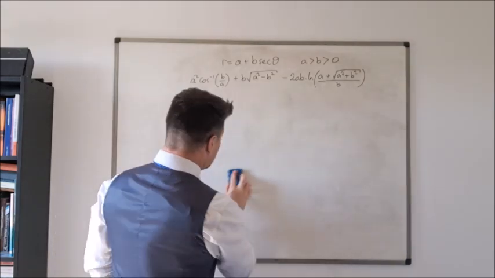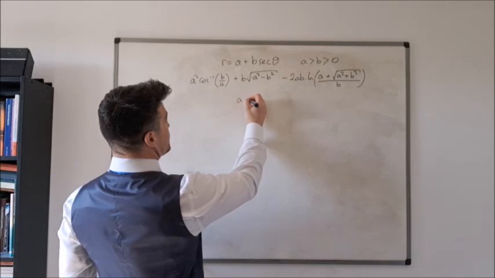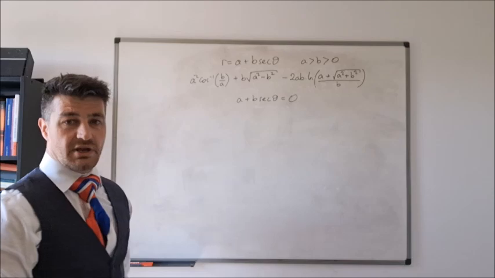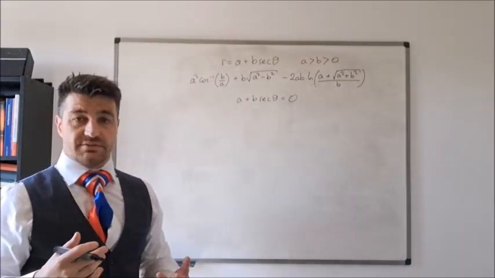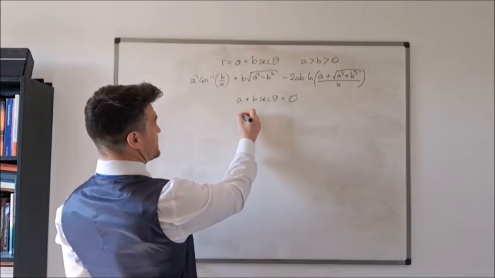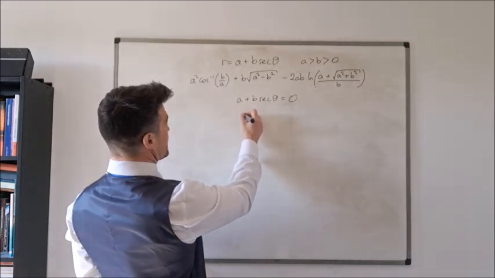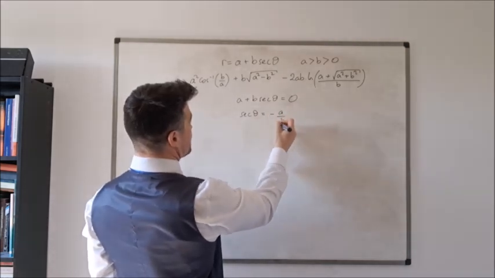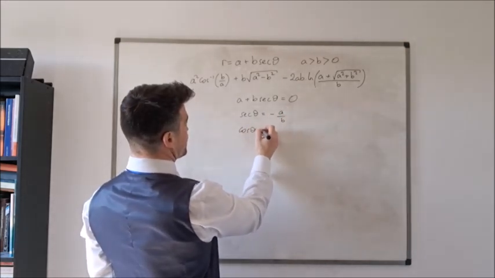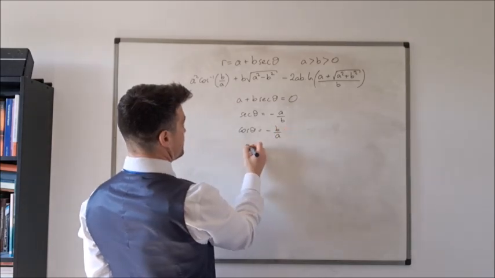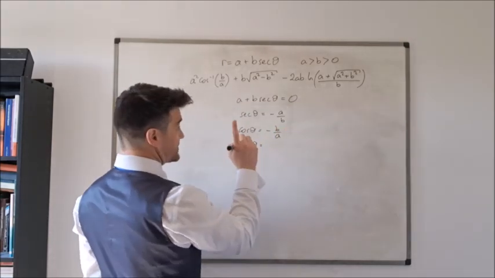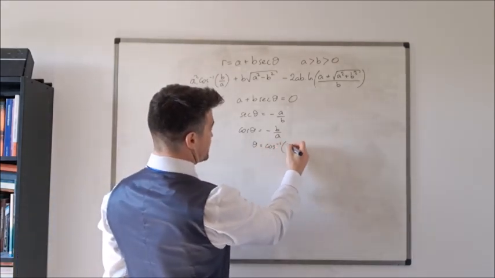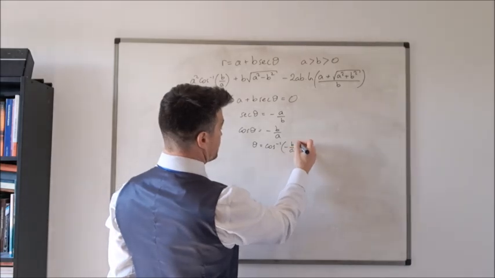Okay. So we need to solve the equation a plus b sec theta is equal to 0. So when is a plus b sec theta going to be equal to 0? Well, it's going to be when sec theta is equal to minus a over b, or equivalently when cos theta is equal to minus b over a, or equivalently one possible value is going to be when theta is equal to inverse cos minus b over a.